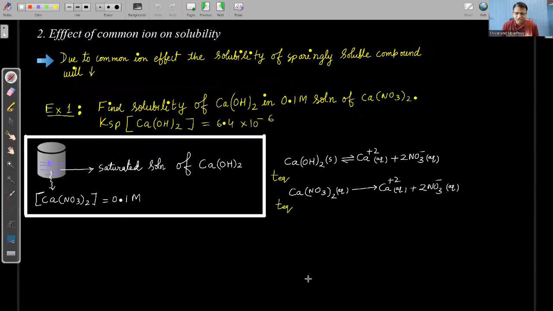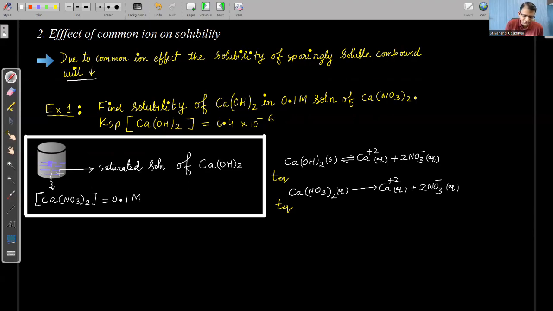The second factor is the common ion effect. Due to the common ion effect, the solubility of a sparingly soluble compound will decrease. Let us try to discuss with the help of an example. The first example is: find the solubility of calcium hydroxide in 0.1 molar solution of calcium nitrate. The Ksp of calcium hydroxide is 6.4 × 10^-6 M^3.